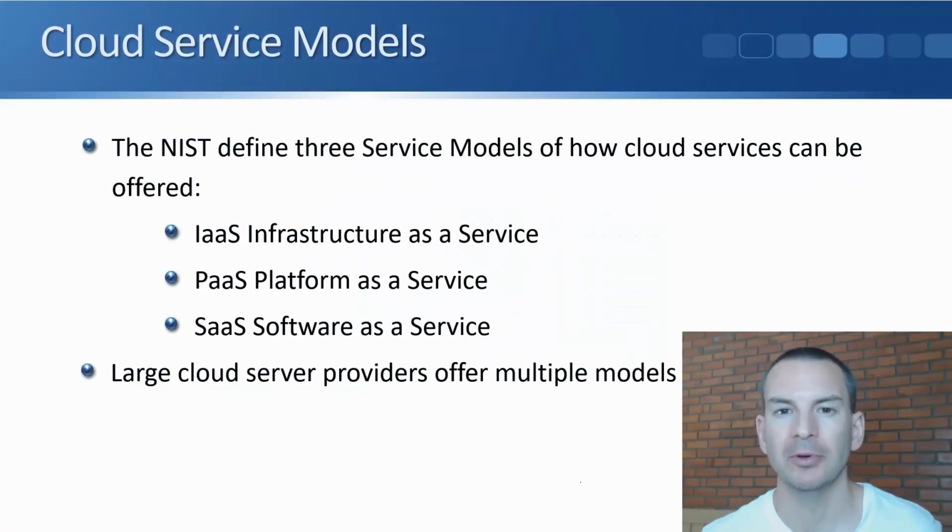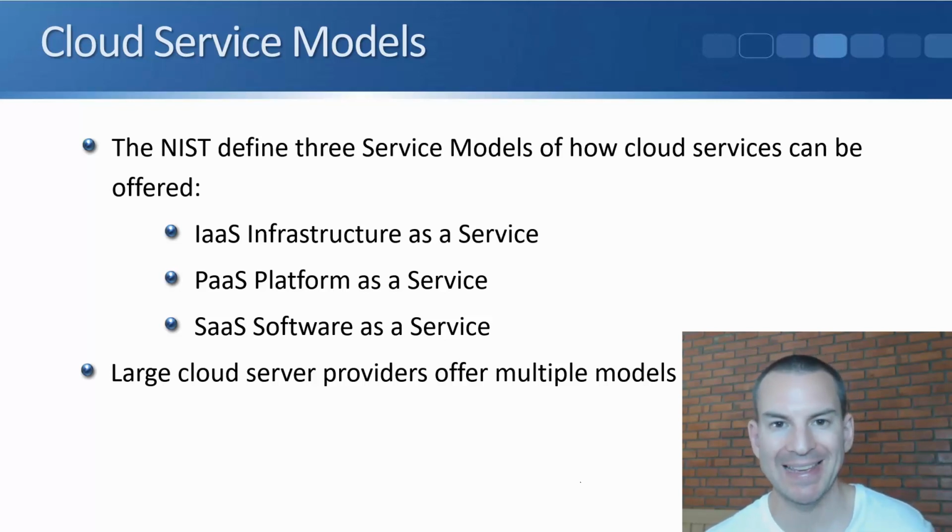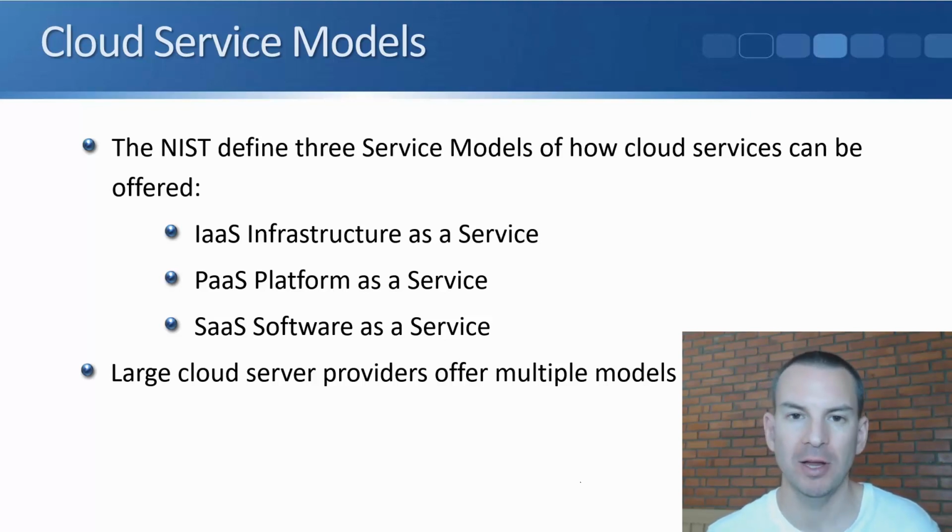In this module, I'm going to cover the cloud service models. The NIST defined 3 service models of how cloud services can be offered. We've got IaaS, which is infrastructure as a service, PaaS, which is platform as a service, and SaaS, which is software as a service. I'm going to have individual lessons in this module where we're going to cover what each of the 3 different service models are in detail.